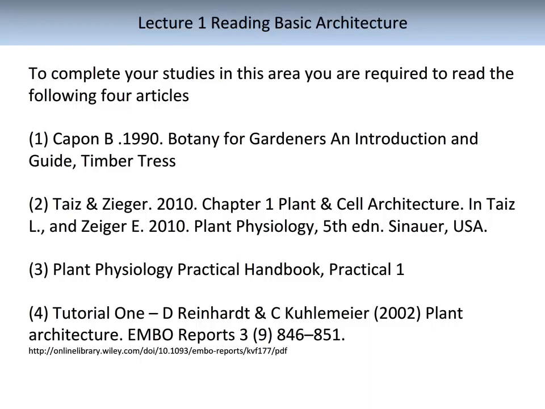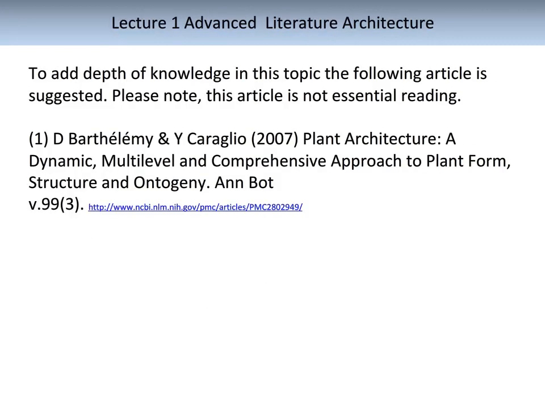To complete your studies, there are a number of articles you are required to read. You can find these on Moodle. You will note article number 2 is from the Taiz and Zeiger recommended textbook. This is based on chapter 1, Plant and Cell Architecture, which in the 2010 issue is chapter 1. If you have earlier or later issues, you may have to look at different chapters. To add depth to your knowledge in this topic, the following article is suggested.